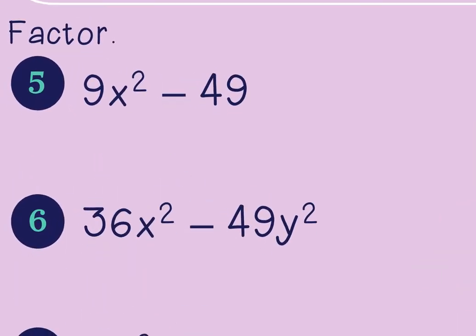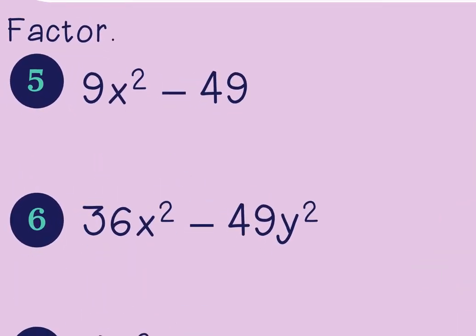All right. So again, they're eventually going to get mixed in together. You want to be able to identify that those are both perfect squares and there's a minus between them. 9x squared is a perfect square. 49 is a perfect square. There's a minus between them.